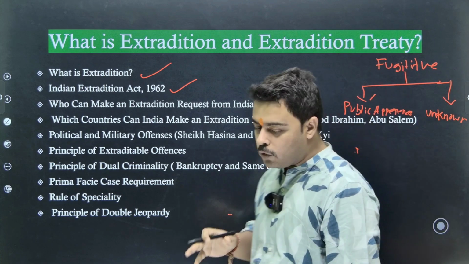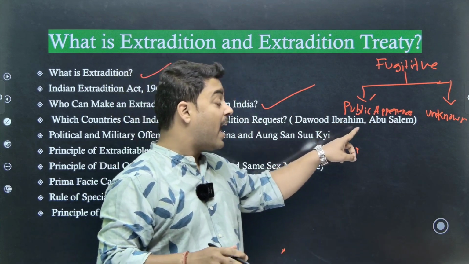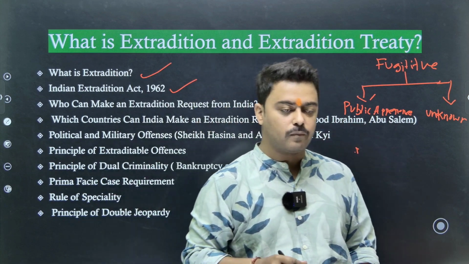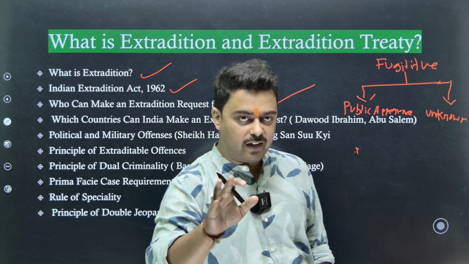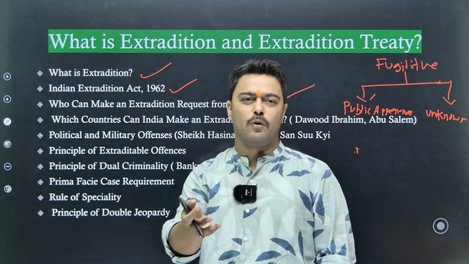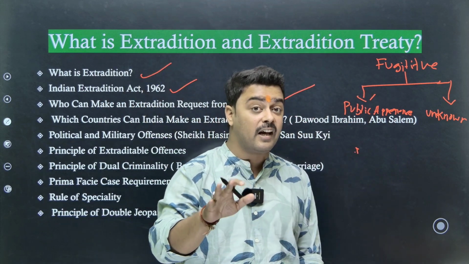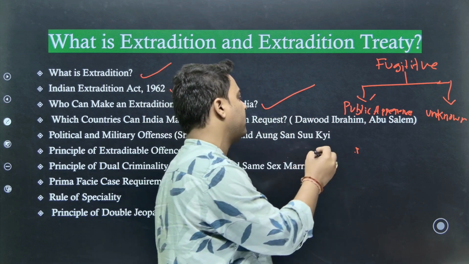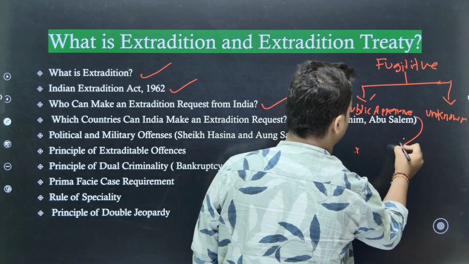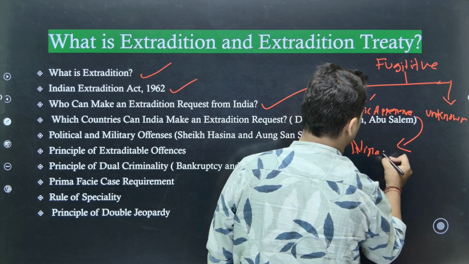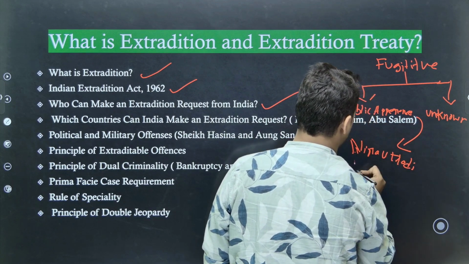Now, there are two kinds of fugitive offenders. One who has a public appearance, for example, Mehul Choksi and Nirav Modi. We all know that they are in London and they are easily staying there through a golden visa or something. We know that they are actually in London, so although they are fugitive offenders, they have a public appearance.